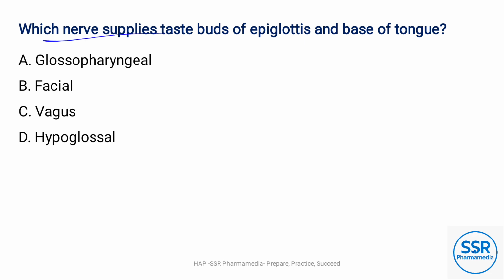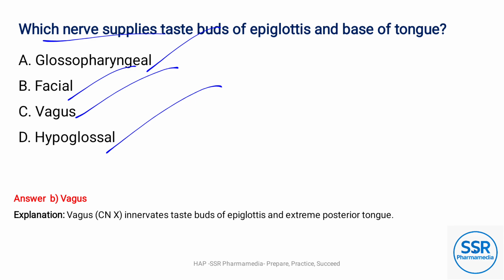Which nerve supplies taste buds of epiglottis and base of tongue? Option A, glossopharyngeal. Option B, facial. Option C, vagus. Option D, hypoglossal. So the answer is option B, facial.